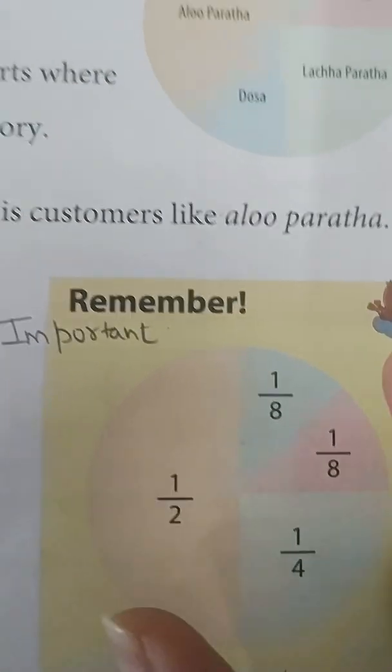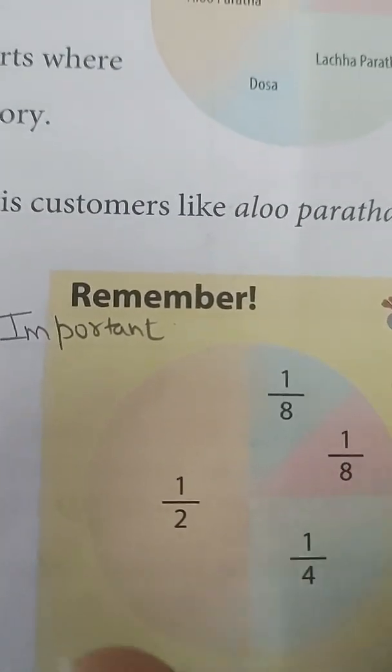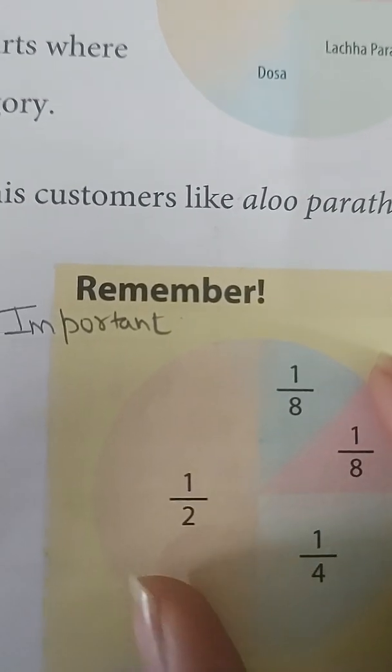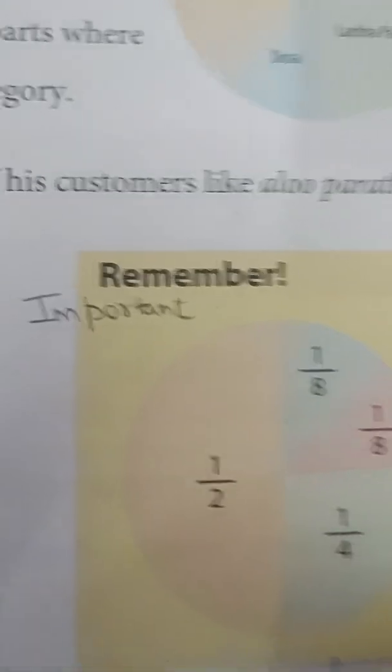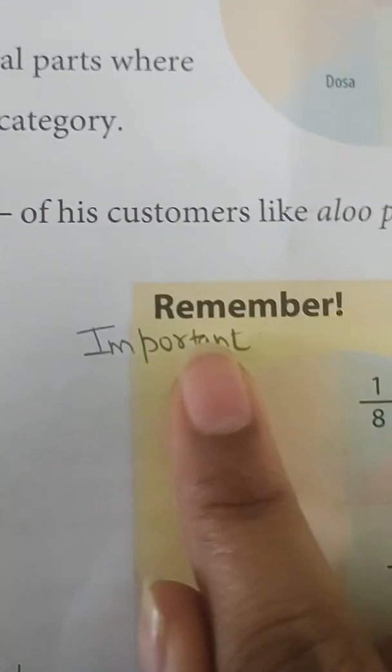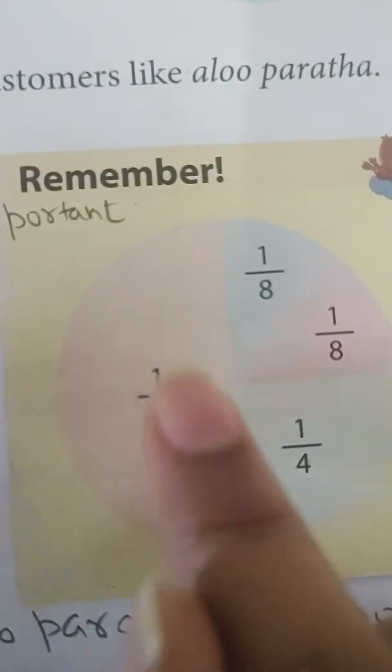Today we are going to discuss pie charts. A pie chart is a circular representation of data. Like in a bar graph and a line graph we have represented data, a pie chart is also a method of representing data. This is very important and you have to take care of this.